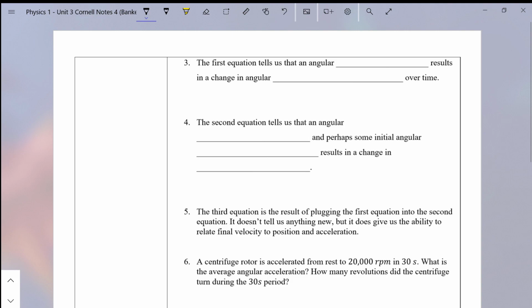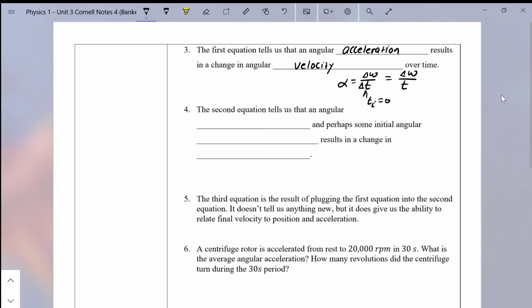We have some more statements. Basically, the first equation tells us that an angular acceleration will result in a change in angular velocity over time. Mathematically, alpha is delta omega, the change in velocity, over delta t, the change in time. Again, we can always say that t initial is 0, so t final minus t initial is just t. So we can write delta omega over t is alpha.